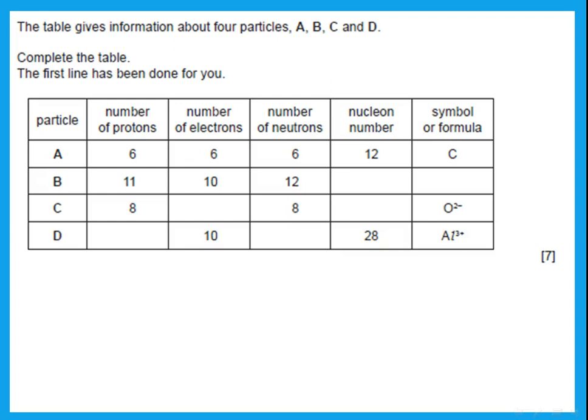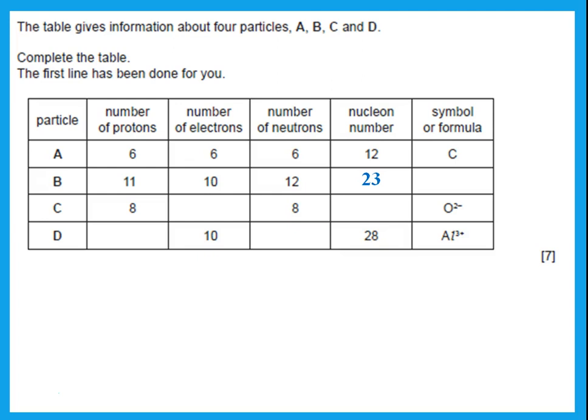So let's try B. B says I have number of protons is 11. Now I would look at the periodic table and see which one has a small number of 11. I will find that it is sodium. So if he tells me that I have number of protons 11, number of electrons 10, number of neutrons 12, what is my nucleon number? We said nucleon number is protons plus neutrons. Protons is 11, neutrons is 12, so my nucleon number is 23.